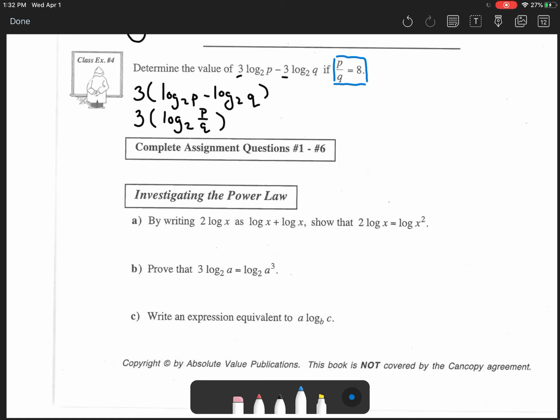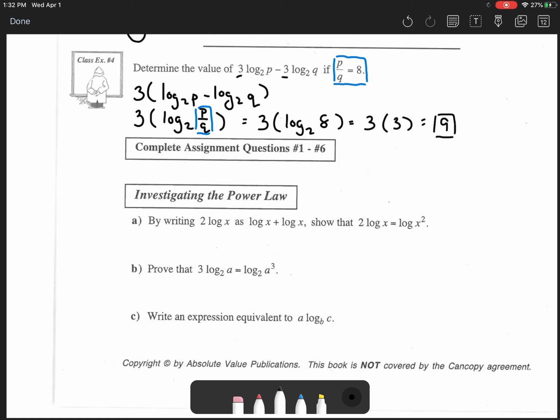And there's that key piece of information, right? There's the p over q that I was looking for in the question. So now I can rewrite this as 3 log base 2 of, and instead of p over q, I put 8. And log base 2 of 8 has a value of 3. 2 to the exponent of 3 is 8, and 3 times 3 is 9. So there's our answer for that question.